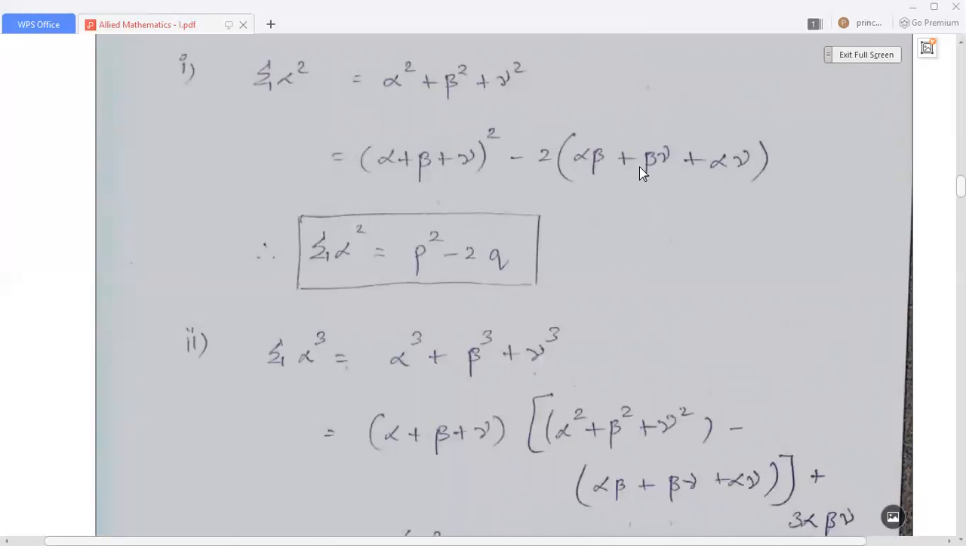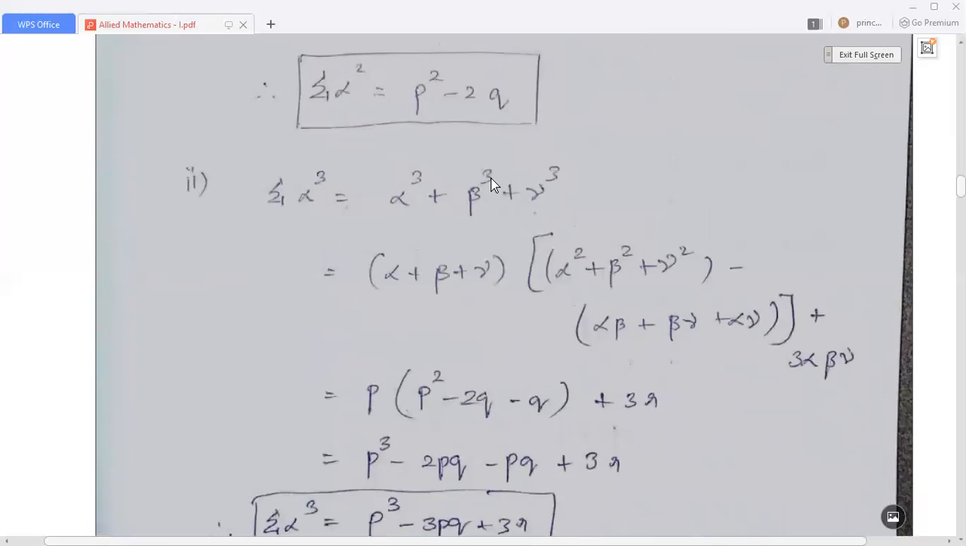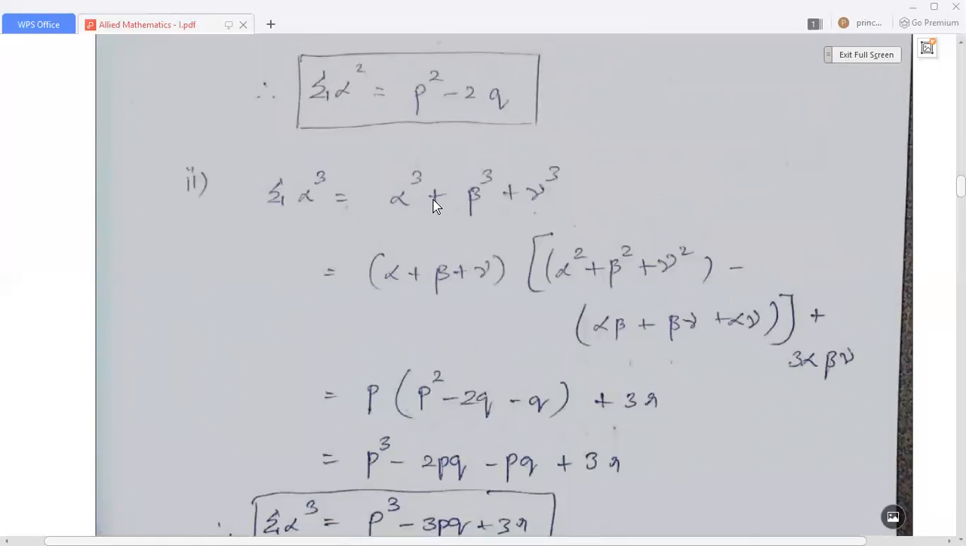Then alpha beta plus beta gamma plus alpha gamma value is q. Therefore, sigma alpha square equal to p square minus 2q. Next, we calculate sigma alpha cube. Sigma alpha cube is nothing but alpha cube plus beta cube plus gamma cube.